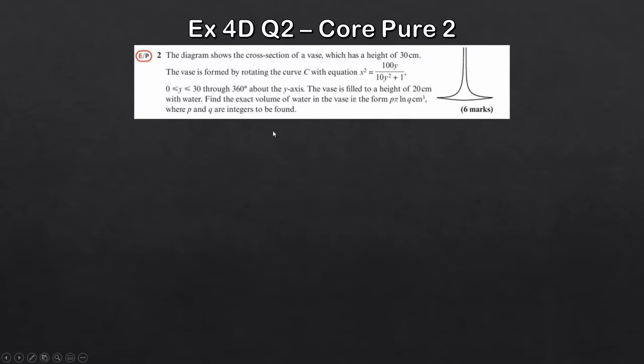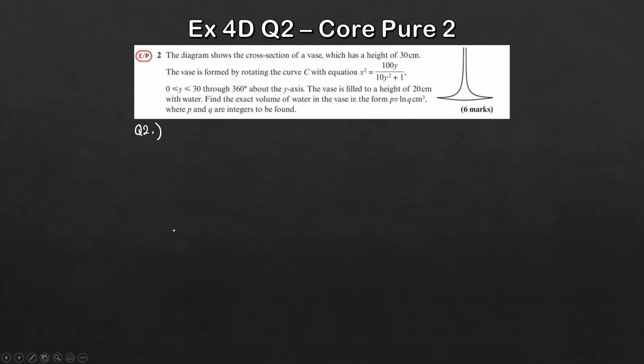So these questions are never particularly exciting. Like you can see, we've just got this vase here. We've got an equation that we're using to model basically the curve. And what we want to find out is basically the exact volume of water that can go in the vase. So let's have a go and see what we've got. So question 2 here.